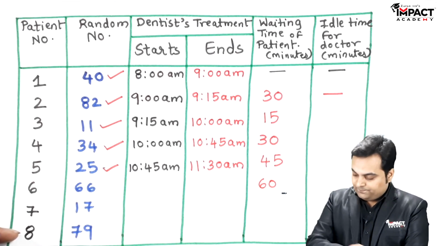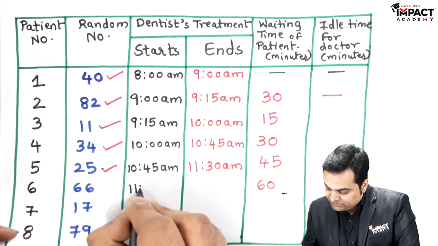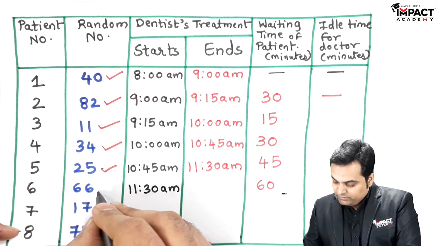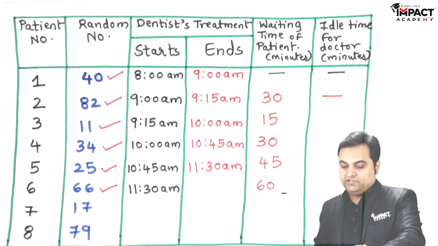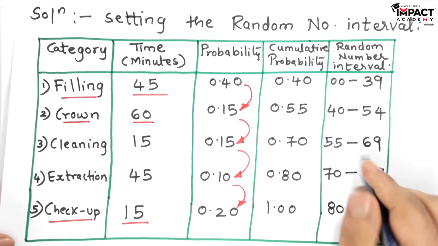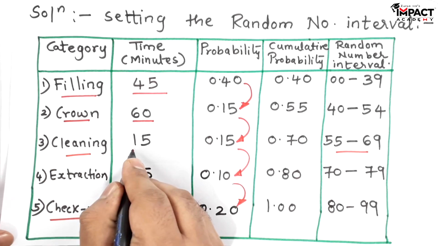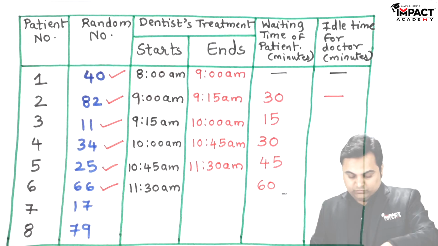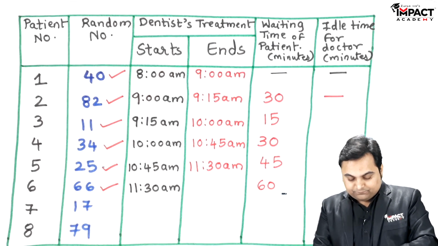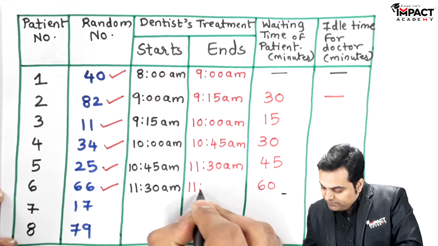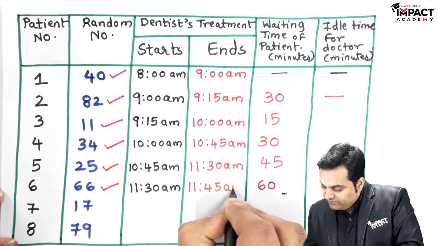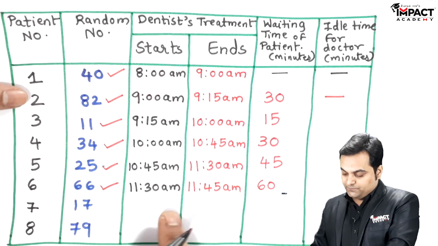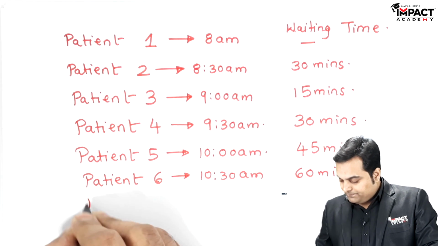Then at 11:30 the doctor will see that patient, which is patient 6, and the kind of operation required for him or her, depending upon the random number which is 66, lies between 55 to 69, and the kind of operation is cleaning. So cleaning is going to take just 15 minutes. So patient 6 enters at 11:30 and will leave at 11:45 am after the cleaning is done. But when patient 6 was being offered the cleaning operation, another patient, which is patient 7, would have entered at 11 am.